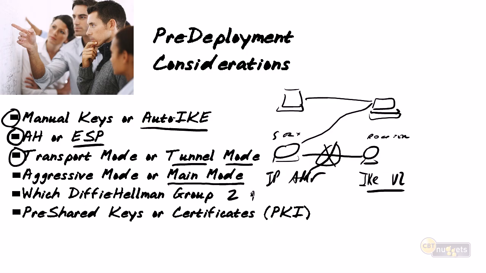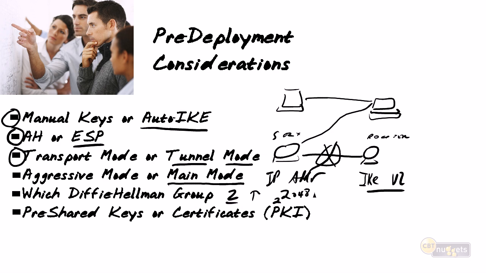You've got group 5, group 14, 15, and 16. The higher the number, the larger the key space or the bit size, okay? So, for example, 2048 is basically going to give you 2 to the 2048th power of possibilities. Diffie-Hellman group 2 is probably kind of the least common denominator. There is a group 1, but you probably want to avoid that and use at least group 2.